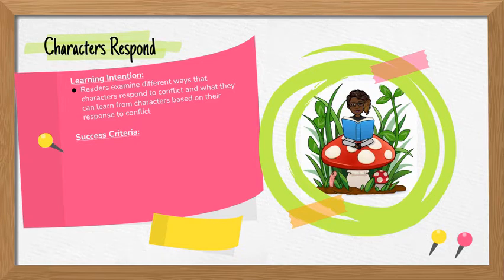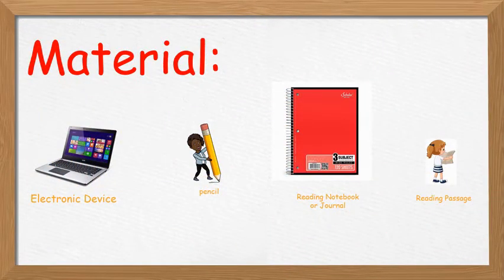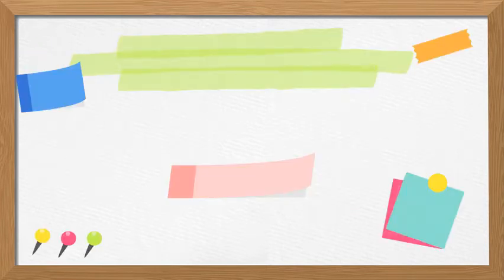Success criteria. I will talk about different ways that characters respond to conflict and see what I can learn from the character's response to conflict and how it can help me in my own life. Materials. You will need your electronic device, pencil, reading journal or notebook, and your reading.